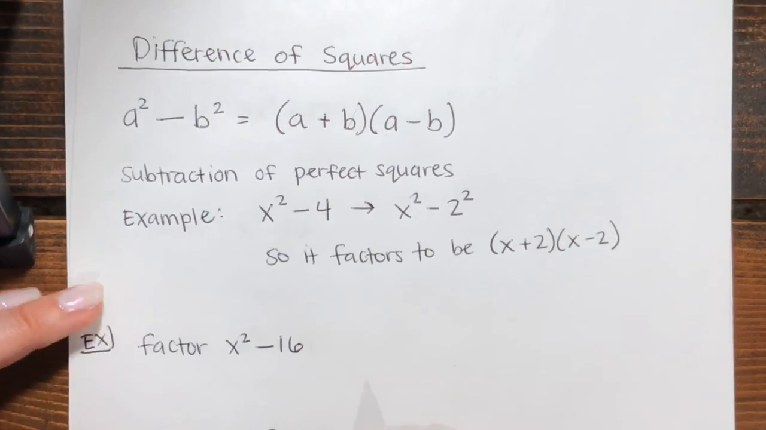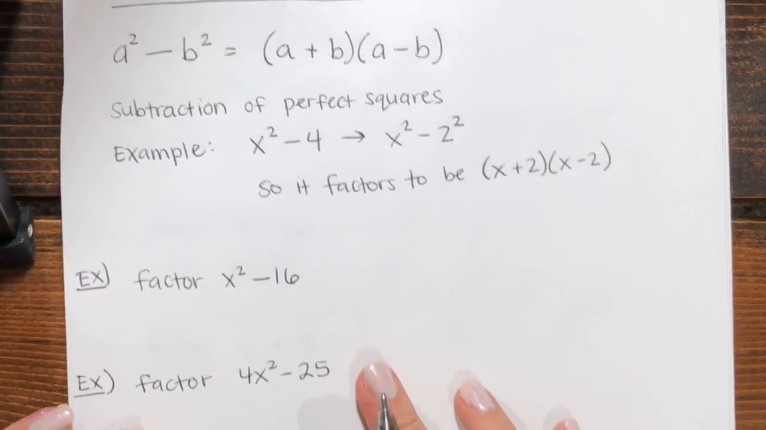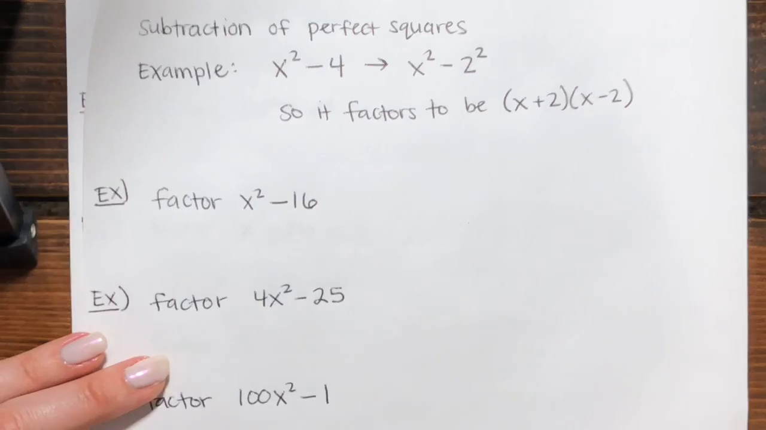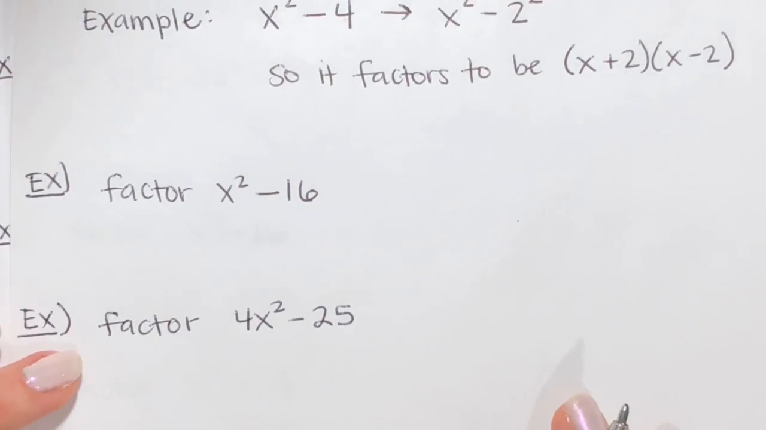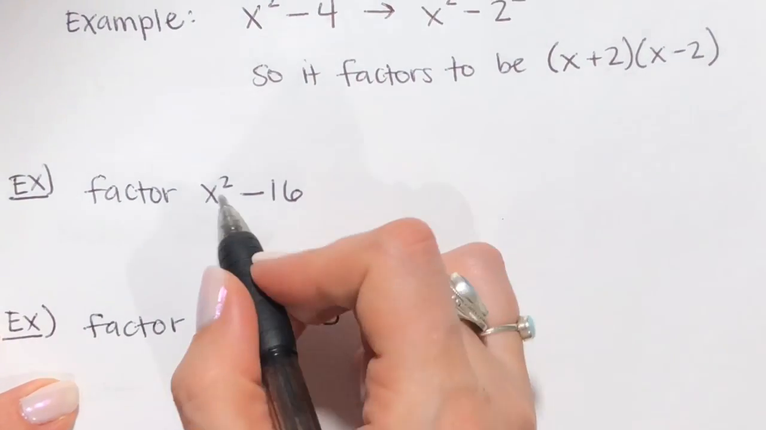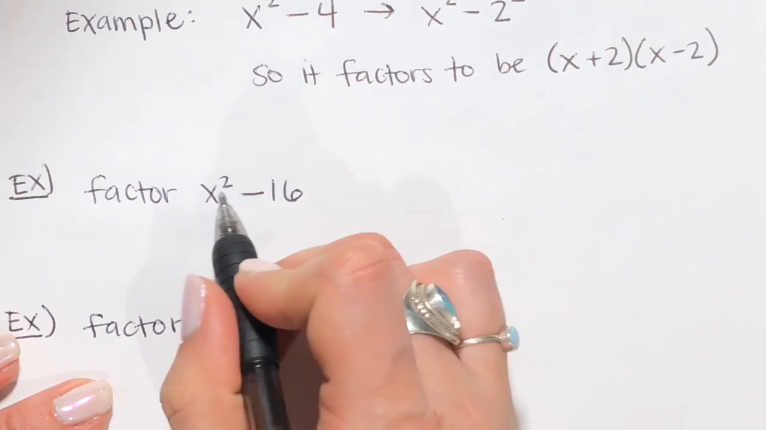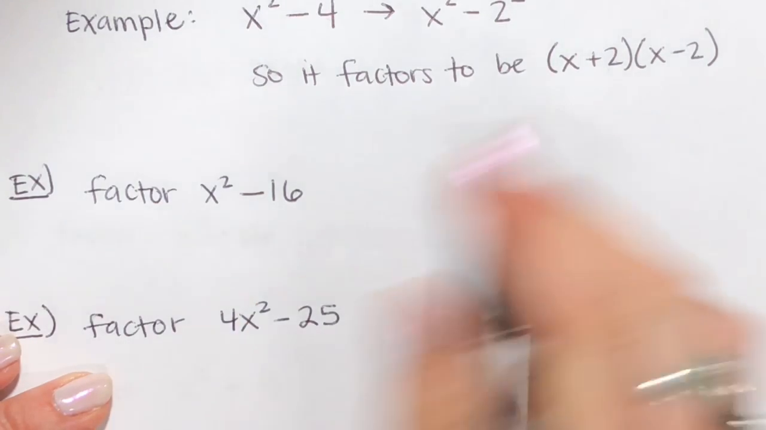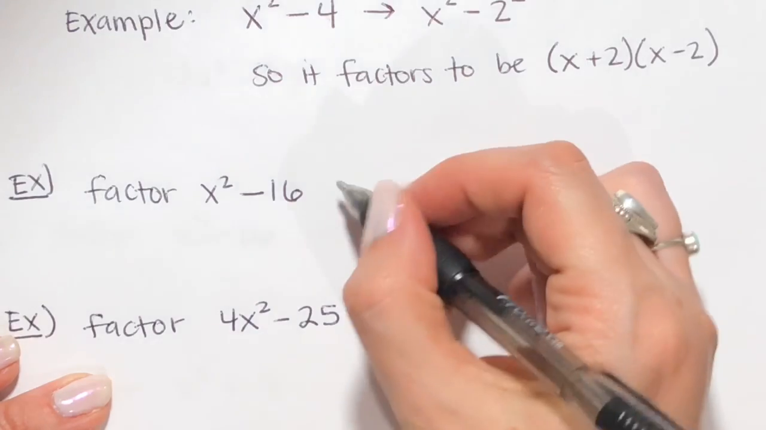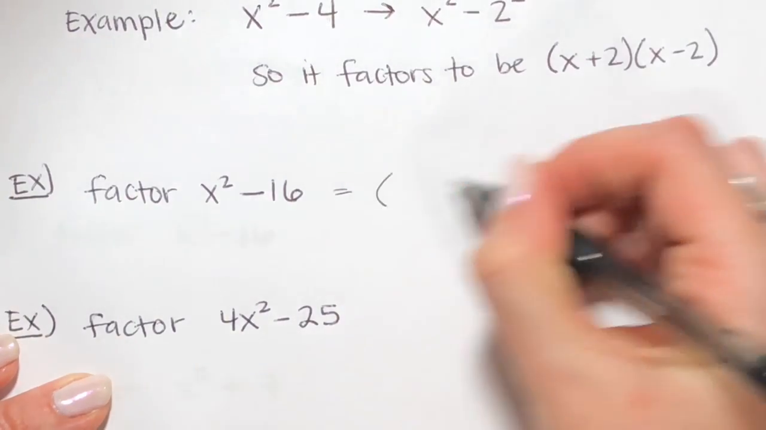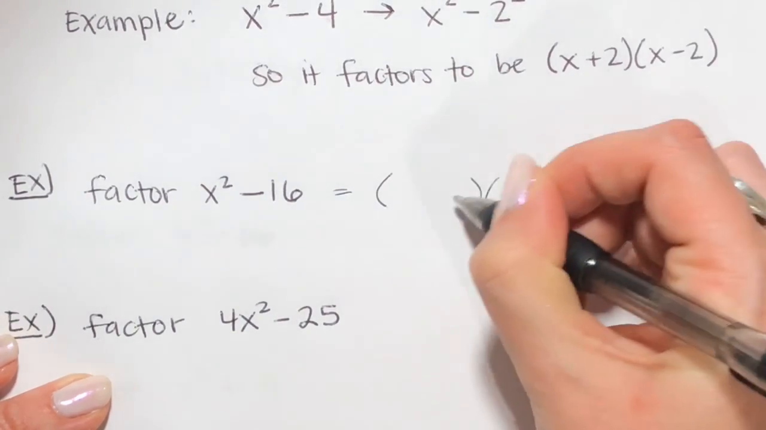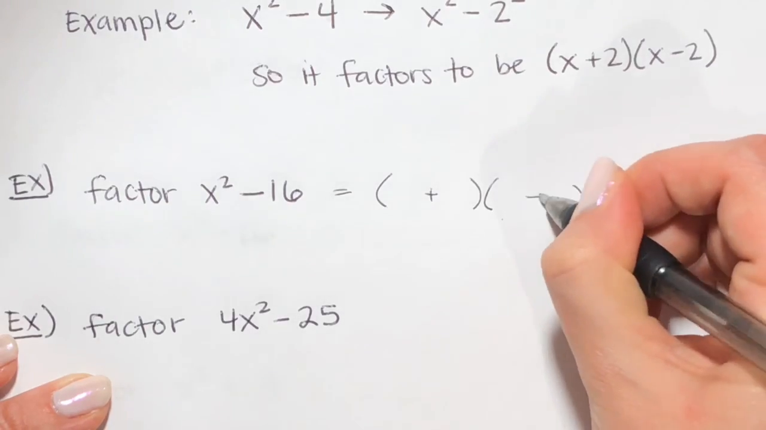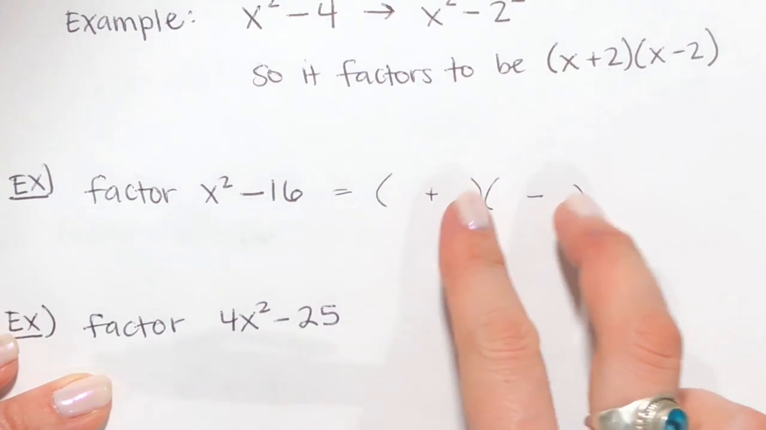So let's practice doing a few more. Let me zoom in a little bit. On this one, I see I have x squared minus 16. x squared is a perfect square, 16 is a perfect square. So in order to do my formula, I know I'm going to have two parentheses. One will be a plus, one will be a minus. I just need to know what's going to go in the front and what's going to go in the back of each one.